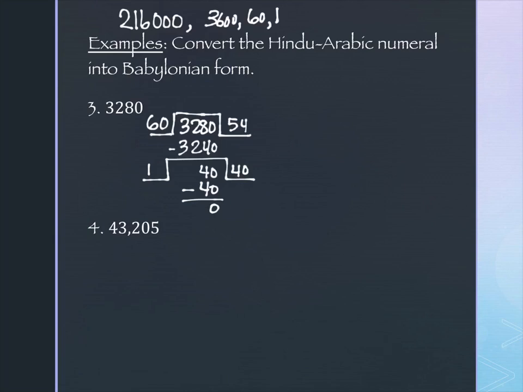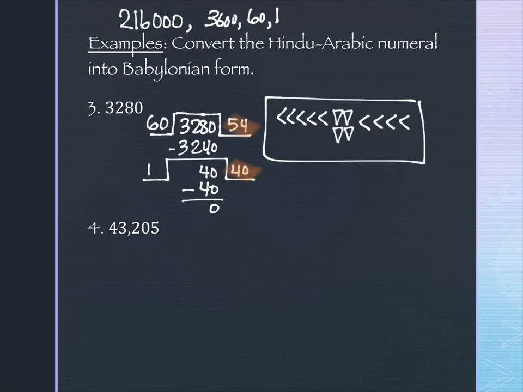How do I write 54? I need to write these values now in their symbols. How do I write 54? 5 tens and 4 triangles, stacked or whatever, right? How do I write a 40? 4 tens. And I'm done. It's a 2-step process. You've got to do a division scaffold, and then the values that come out of it on the right-hand side have to be written in their system.